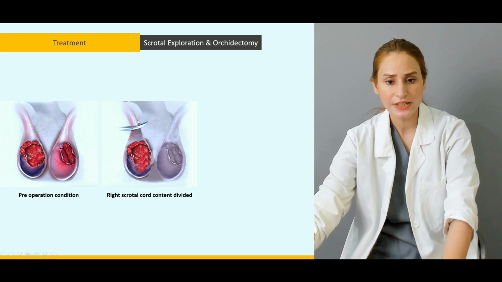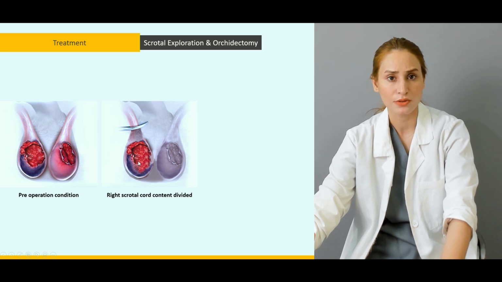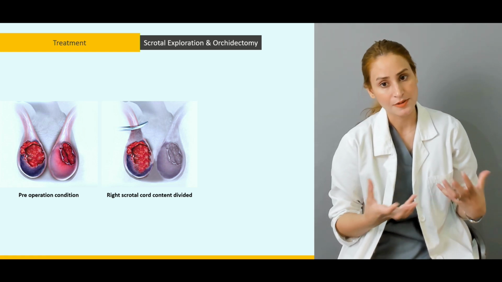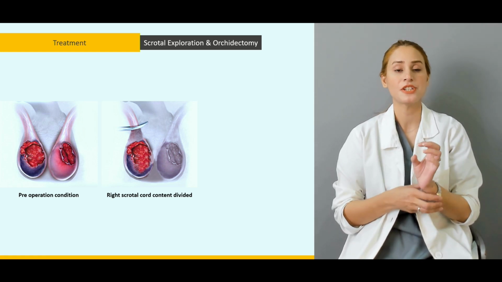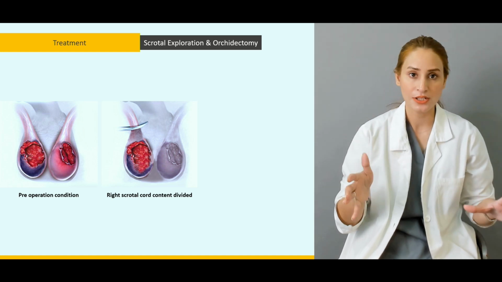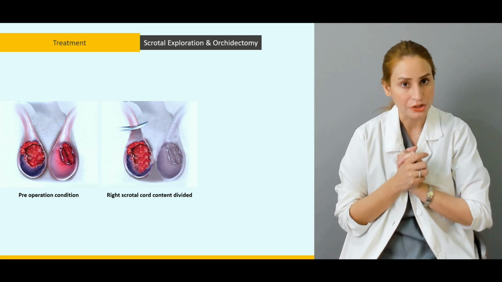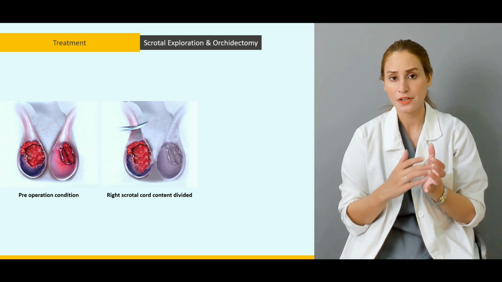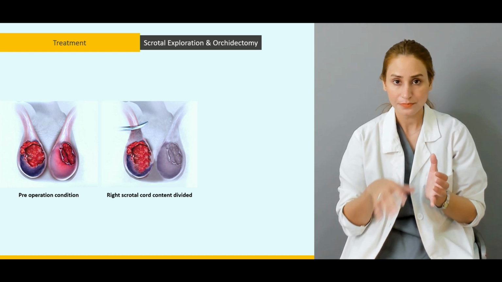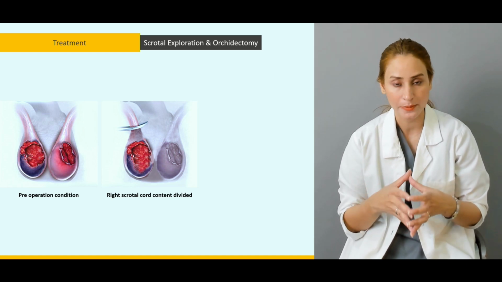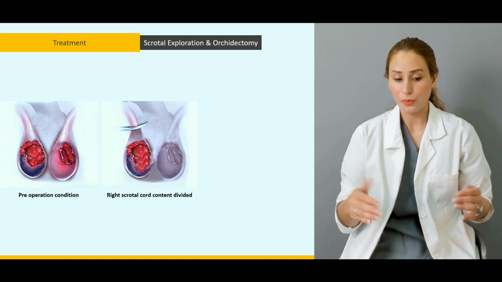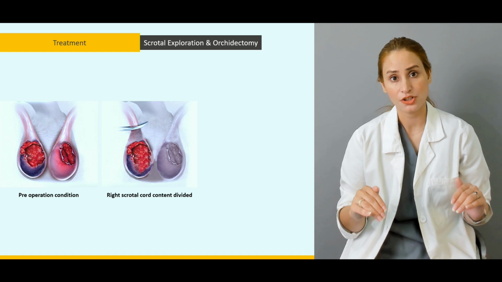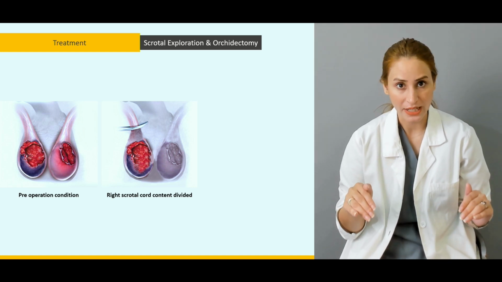If you see here in the diagram, this is the right testis, right scrotum, and the contents are divided. What you do, again I'm going to repeat it, in scrotal exploration and orchidectomy, you give the incision over the inguinal region. You cut the skin, you incise the subcutaneous fat tissue, you open the external oblique aponeurosis, and you enter the inguinal canal. When you are in the inguinal canal, the most important structure is the spermatic cord, right?